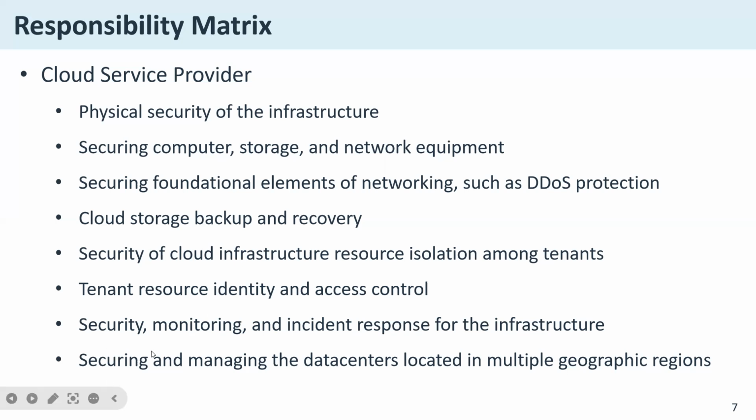We also have securing and managing the data centers located in multiple geographical regions, because AWS, GCP, or Azure, most of them have centers in different parts of the world to be able to provide low latency service. In latency, we're talking about the speed at which items can get to the user. We want to make sure that it's as fast as possible. So most cloud service providers are going to have data centers very close to you.